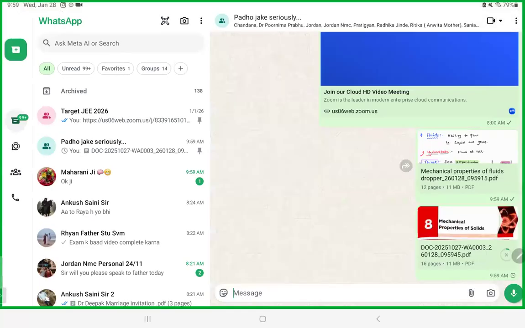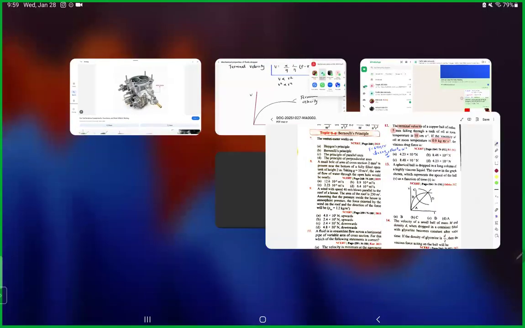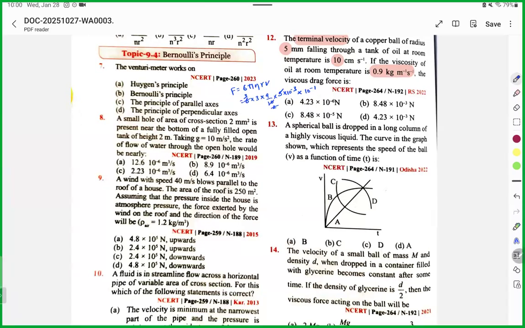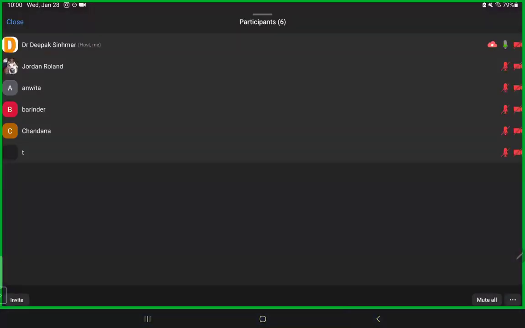Sir, what is the answer of 13th? 13th is option A, and B is the graph. Okay, so a 15-minute break and then we'll finish surface tension. Only one topic left.